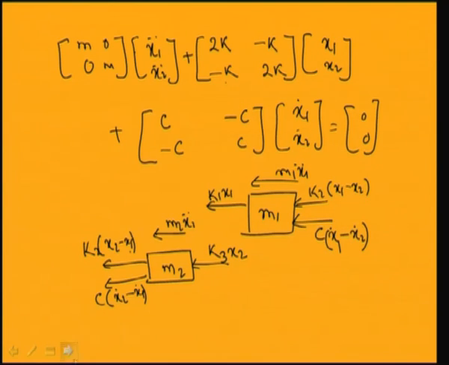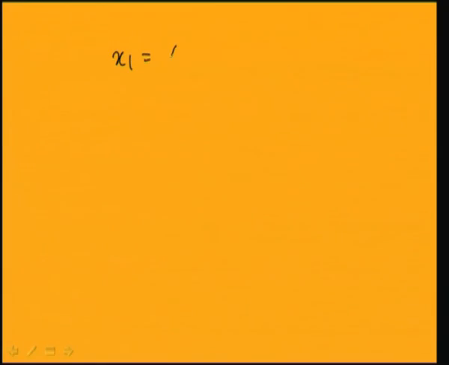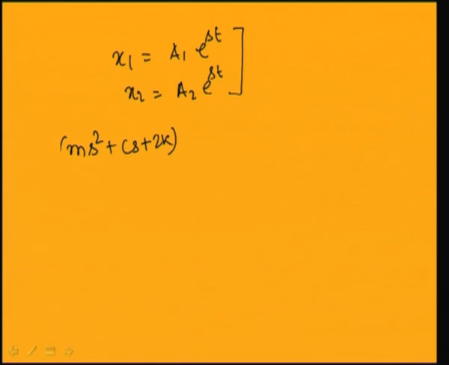Now you can substitute x1 equal to a1 e to the power st, and x2 equal to a2 e to the power st. So if you substitute this in the equation of motion, your equation will reduce to this form: (m s square plus cs plus 2k) into (m s square plus cs plus 2k) minus (cs plus k) whole square equal to 0. So you will get this characteristic equation.